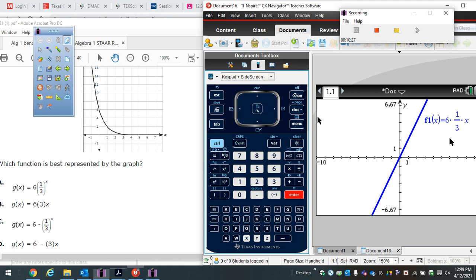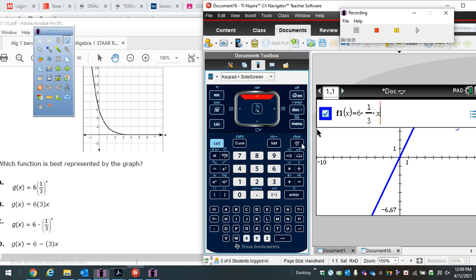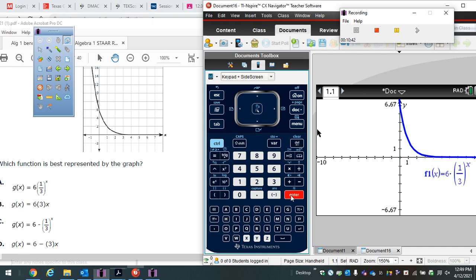Six times 1/3. Oh, 2x. No, we don't want that. Press tab, go up. It's going to be raised to the x. And there it is. Ooh, that looks a lot like it. I'm not going to lie, that looks a lot like it. Here across the 1, 2, 3, 4, 5, 6. About 6. It comes really close down to 3.